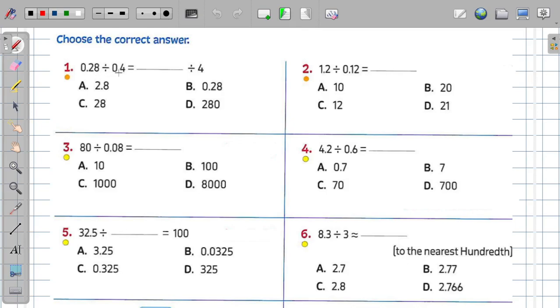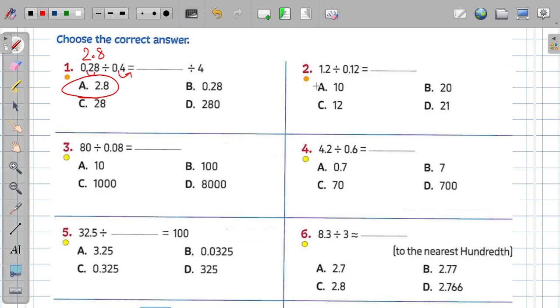0.228 divided by 0.4 equals 1 divided by 4. So first, I will move the decimal point one place to the right. Okay, so I will move the decimal point one place to the right. So it will be 2.8. So I think it will be number 8.